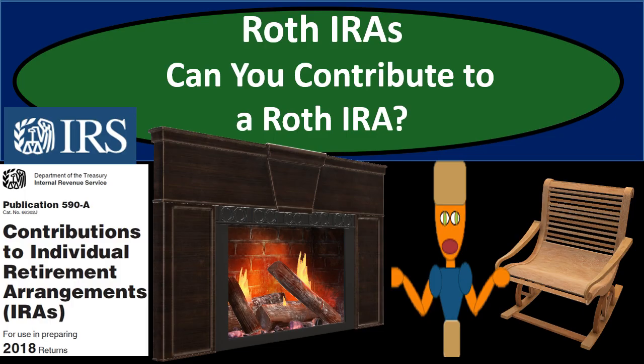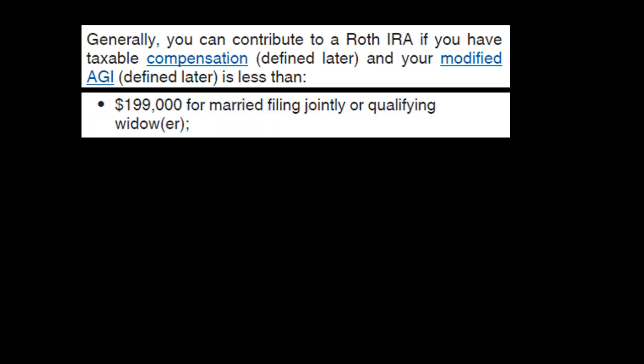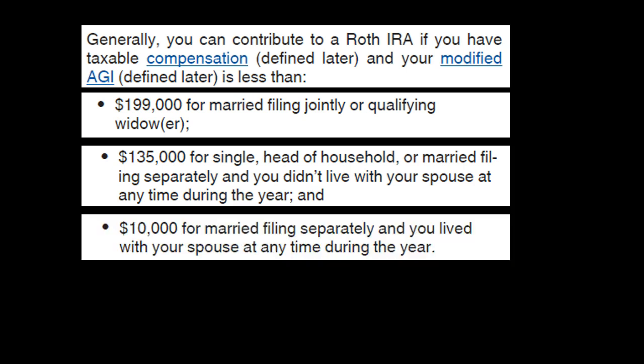In this presentation, we will discuss the question of, can you contribute to a Roth IRA? This information can be found in Publication 590-A. Generally, you can contribute to a Roth IRA if you have taxable compensation, defined later, and your modified AGI, defined later, is less than $199,000 for married filing jointly or qualified widow(er), $135,000 for single, head of household, or married filing separately and you didn't live with your spouse at any time during the year, and $10,000 for married filing separately and you lived with your spouse at any time during the year. Let's break this down.